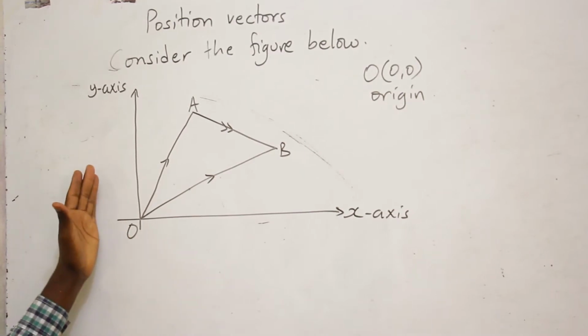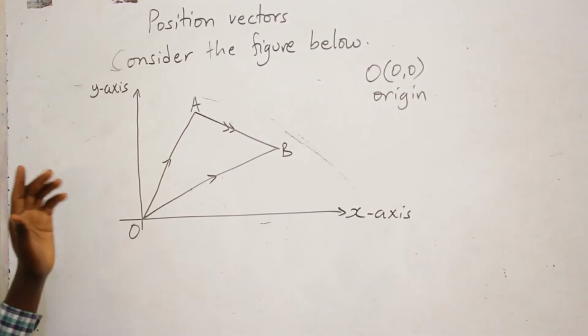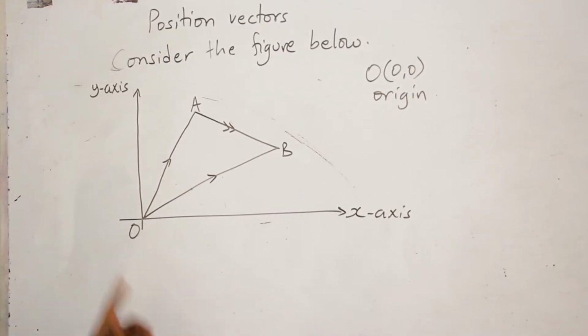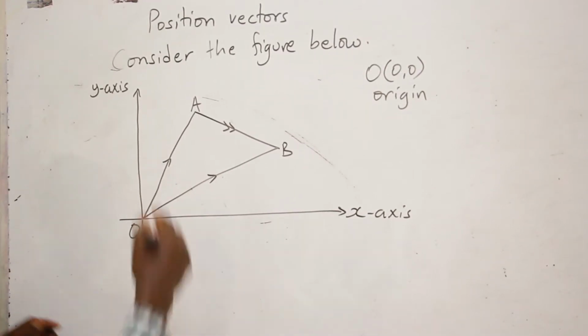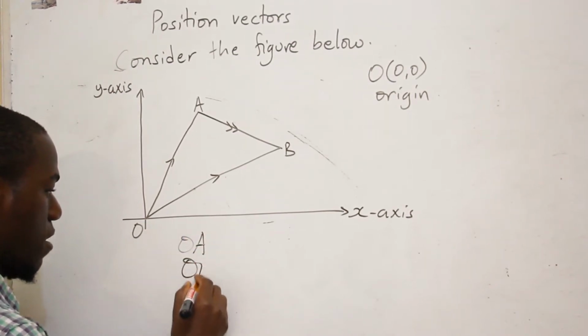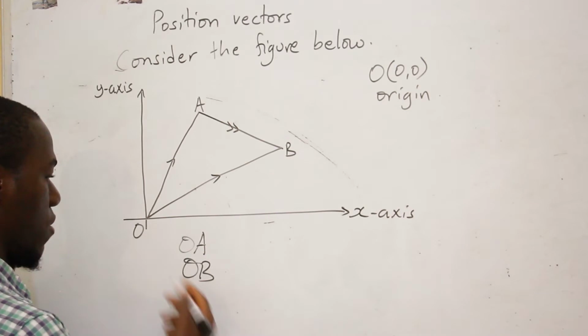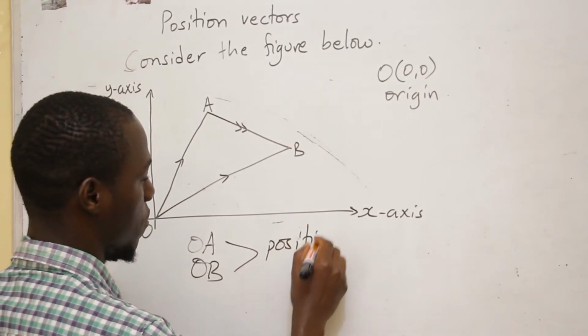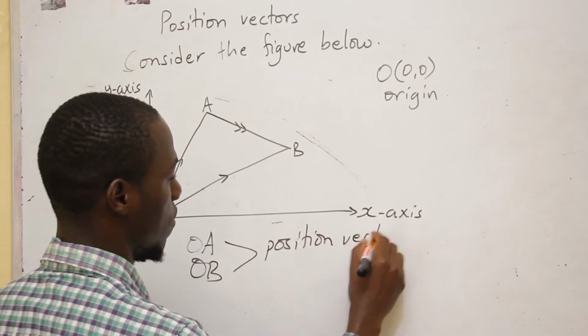So if we consider this diagram here, I'm having my A and B vectors that are originating from the origin, that is the OA and the OB. They come from the origin, and these are the ones we can call the position vectors.